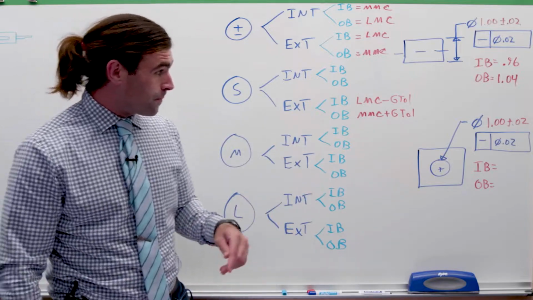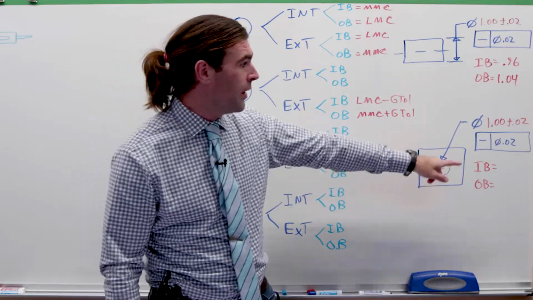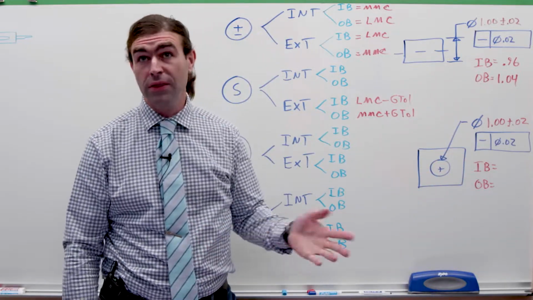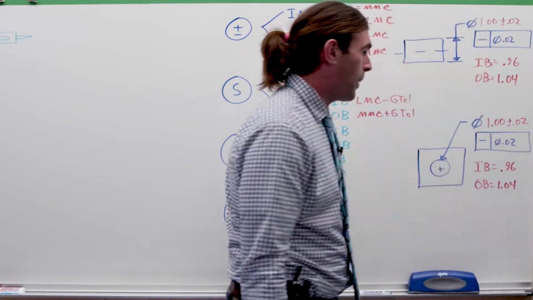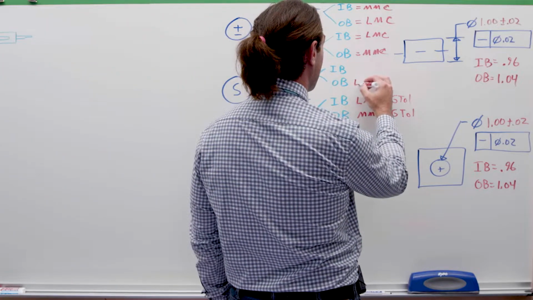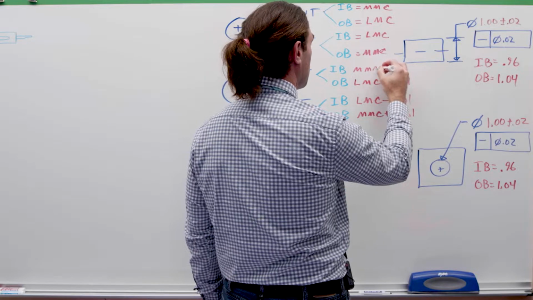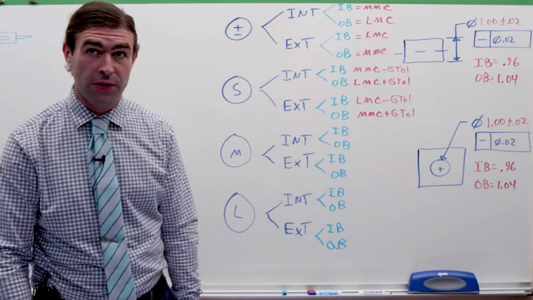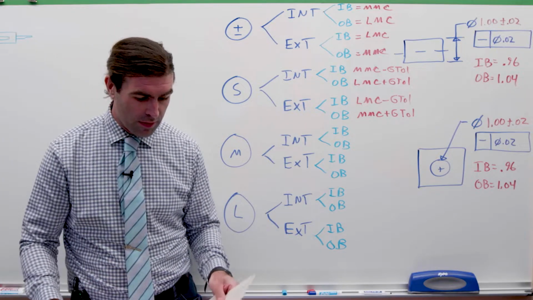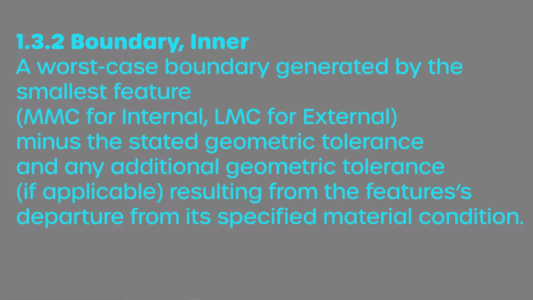For our internal feature, our outer boundary is going to be the LMC, but it's still the largest size. So it kind of flip-flops. So 1.02 plus 20 thousandths is going to be 1.04. And our inner boundary is 0.96. So if we write it in our chart over here, the outer boundary is the LMC plus the geometric tolerance. The inner boundary is the MMC minus the geometric tolerance. Now, if you think back to the definitions I gave you before, I'll just read real quick. Inner boundary, a worst case boundary generated by the smallest feature, MMC for an internal feature, or LMC for an external feature, minus the stated geometric tolerance.